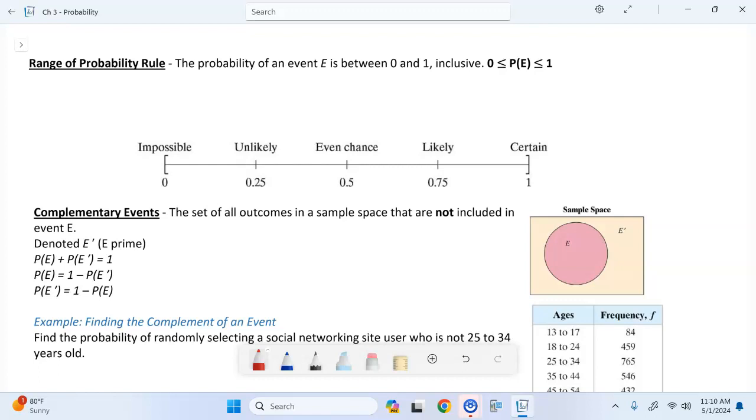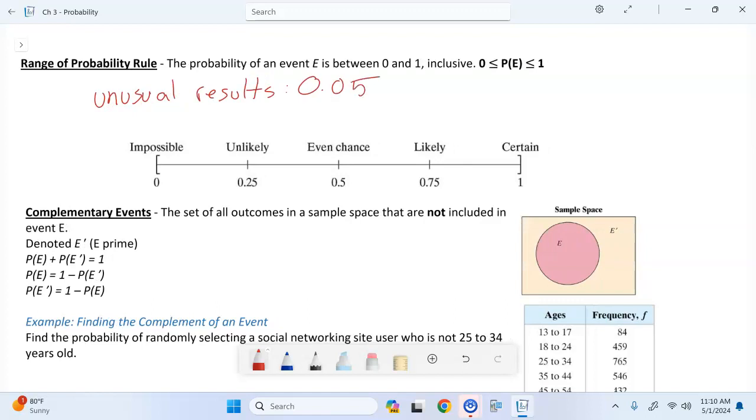And then we have this range of values in the middle. Anything that's approximately 50% is an even chance, and we can even round that a little bit to identify something as an even chance. Around 25% is unlikely, 75% is likely. Now we have this thing about unusual results. If you're taking psych or stats, we know that 5% is an important number. Anything equal to or less than 5%. If the probability of that happening is 5% or less and it happens, that's considered to be unusual. Because it's such a low chance that it happened.